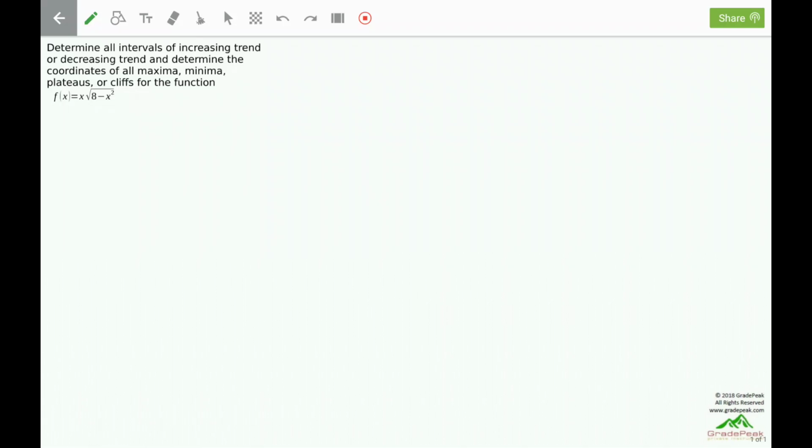Determine all intervals of increasing trend or decreasing trend and determine the coordinates of all maxima, minima, plateaus, or cliffs for the function f of x equals x times the square root of 8 minus x squared. The first thing to do is find the domain.